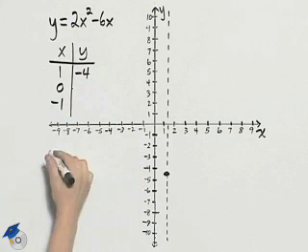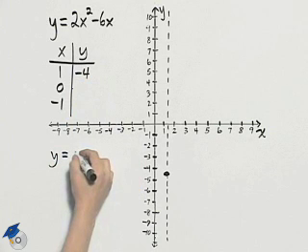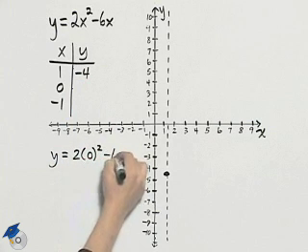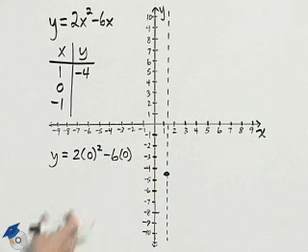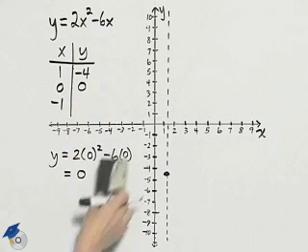I can then find y when x is 0. I'll have 2 times 0 squared minus 6 times 0. Since both of these terms are being multiplied by 0, we know that in this case y is 0.